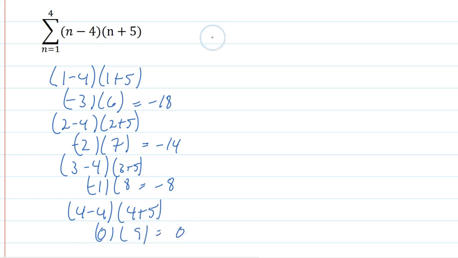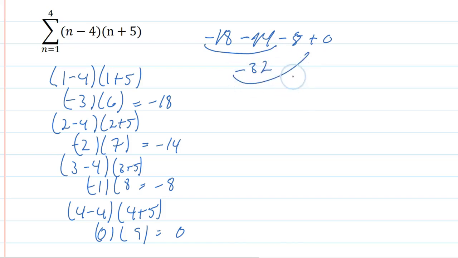Now I add up all the numbers. Negative 18 minus 14 minus 8 minus or plus 0. It's a 0, doesn't have minus or plus. Negative 18 and 14 gives me a negative 32. Negative 32 minus 8 gives me a negative 40. So my answer is negative 40.